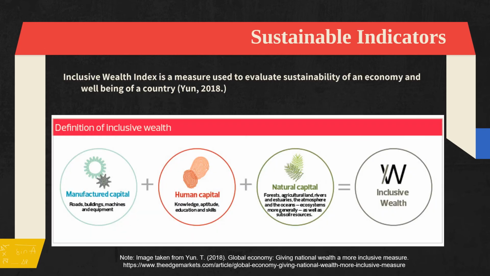Sustainable development is a theory that looks at development holistically, taking into consideration the environment. So one sustainable indicator is the Inclusive Wealth Index, which is a measure used to evaluate sustainability of the economy and the well-being of a country. So the sustainable indicators take in the economic aspect of a country, they take in the human aspect of a country, and they're now taking the environmental aspect of a country to develop the inclusive wealth.